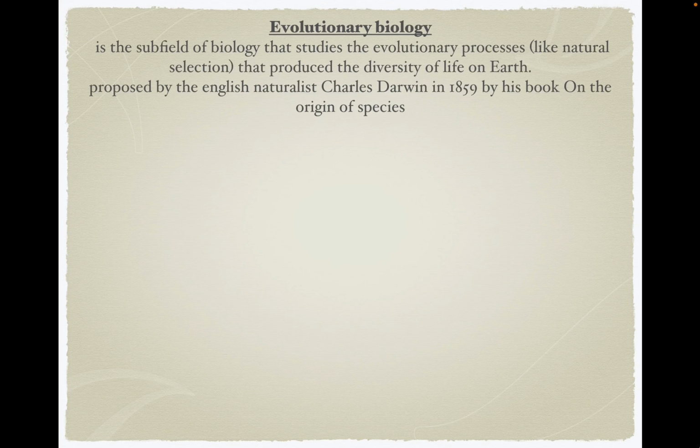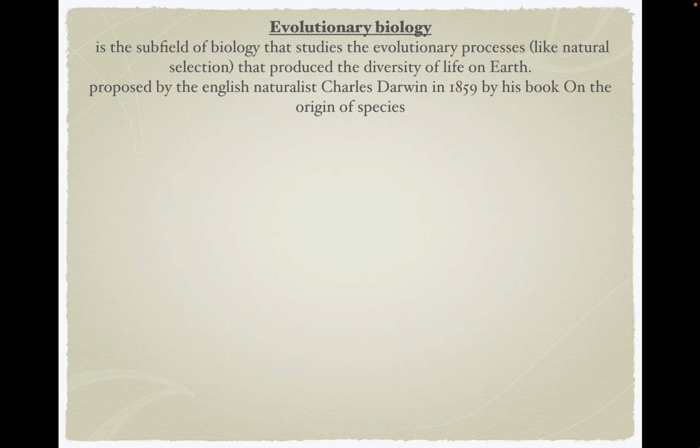Evolutionary biology is a subfield of biology that studies the evolutionary processes, like natural selection or kin selection, etc., that produce the diversity of life on Earth, proposed by the English naturalist Charles Darwin in 1859 in his book On the Origin of Species. We should know first that evolutionary biology is sometimes misunderstood.